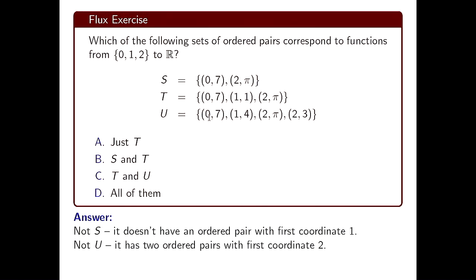U has its own problem, right? And that is when I put in 0, I get out 7. When I put in 1, I get out 4. So far, so good. But now when I put in 2, it seems to say I get out pi, but then it also says when I put in 2, I get out 3, right? A function should only have one output for every input. So this is definitely not a function. Does that make some sense? Okay. So that is important stuff. T's fine.